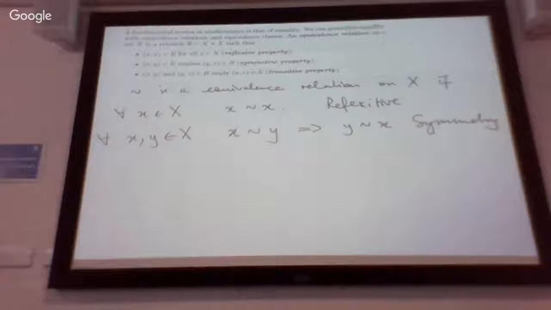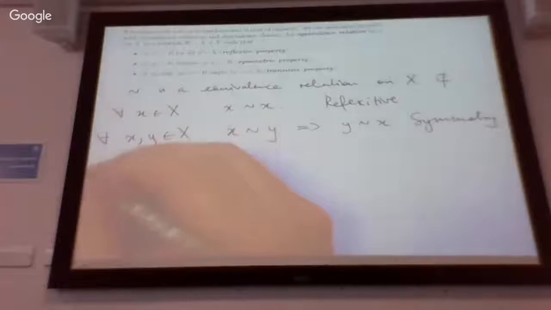Okay? Now, a clear example of one that doesn't satisfy that is the numerical relation of greater than. Okay? 4 is greater than 2, so 4 is related to 2 in that sense, but 2 is not greater than 4. So greater than on numerical quantities is not a symmetric relation.